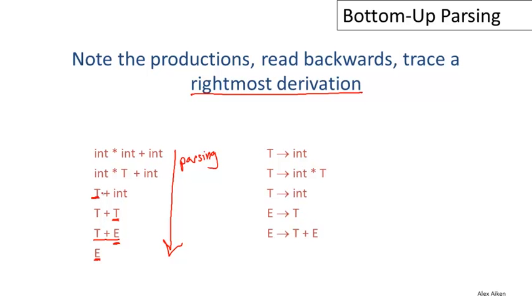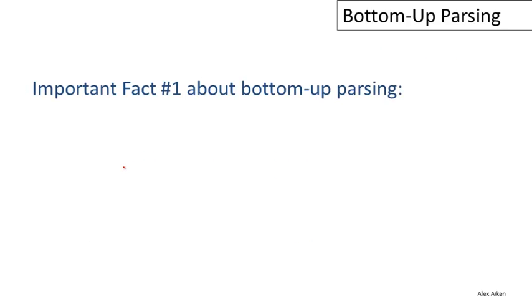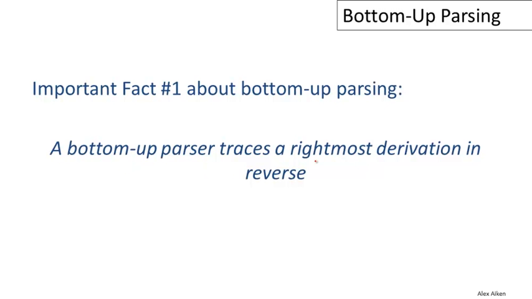And now this T is the rightmost non-terminal. It's expanded to get int times T. And then this is the only and rightmost non-terminal. And so we wind up with the whole input string int times int plus int. This leads us to the first important fact about bottom-up parsing, which is that a bottom-up parser traces a rightmost derivation in reverse. If you're ever having trouble with bottom-up parsing, it's always helpful to go back to this basic fact. A bottom-up parser traces a rightmost derivation, but it does so in reverse by using reductions instead of productions.